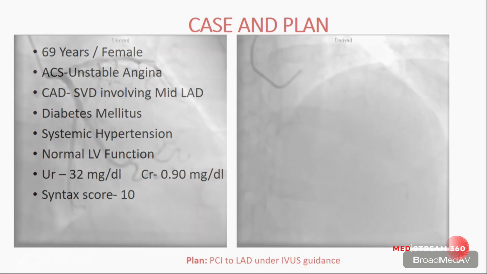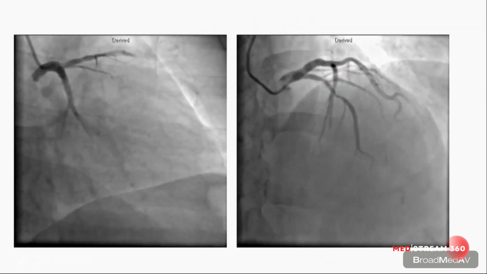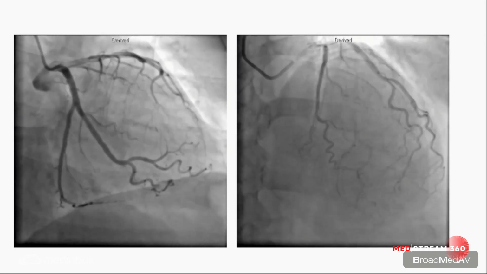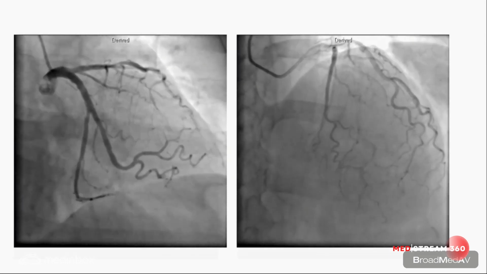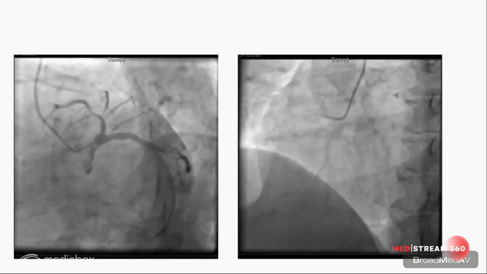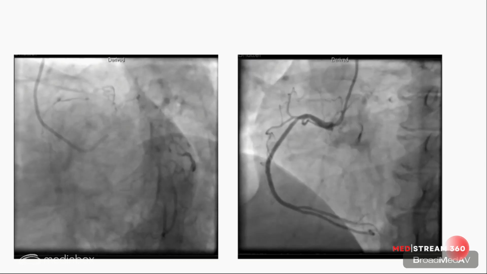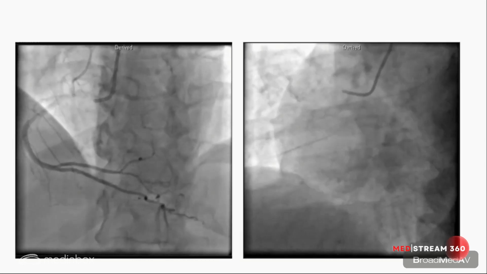So this is the angiogram with the caudal view as well as the cranial view, which shows the mid LAD calcified and diseased. The RCA is dominant with very mild plaquing noted in the proximal RCA. Here we had to go ahead with PCI to the LAD.